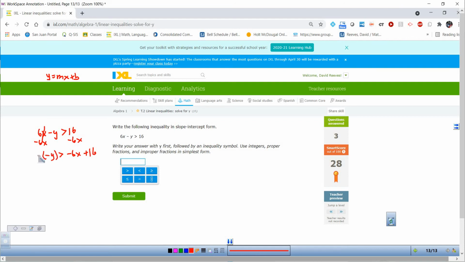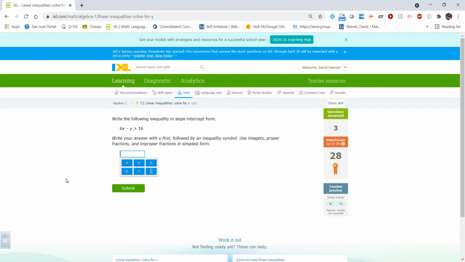Then I'm going to multiply both sides by negative 1. And when I do that, a negative 1 times a negative gives me a positive y. Over here, I get 6x minus 16. But instead of greater than, now I have less than. Y is less than 6x minus 16.